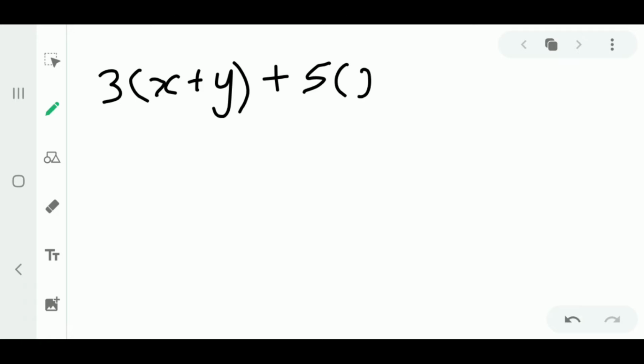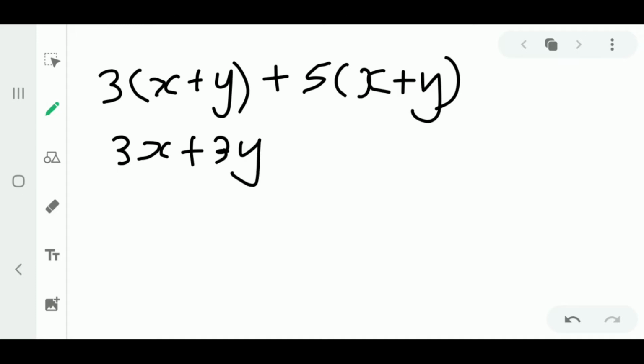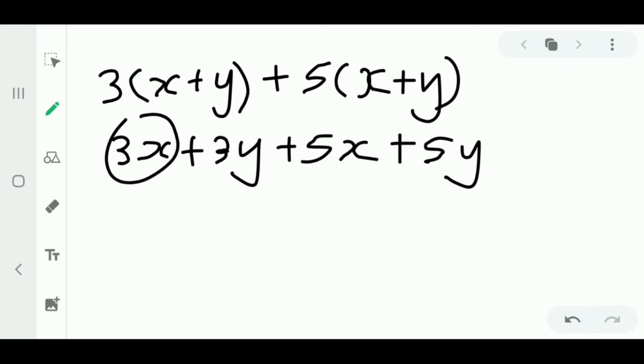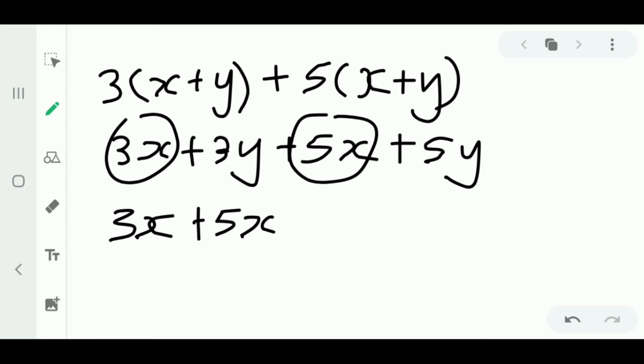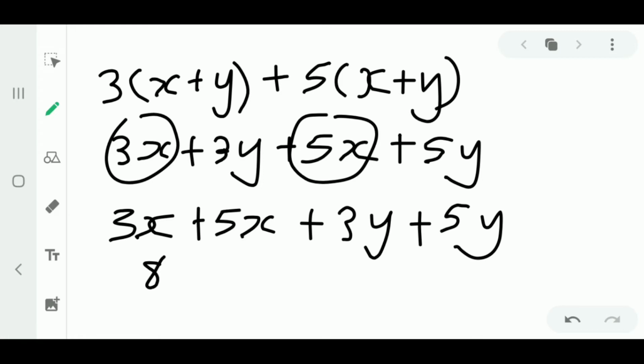Let's try one more. 3 times (x plus y) plus 5 times (x plus y). So it is 3x plus 3y plus 5x plus 5y. So we group the like terms. 3x plus 5x, 3y plus 5y. So we get 8x plus 8y.